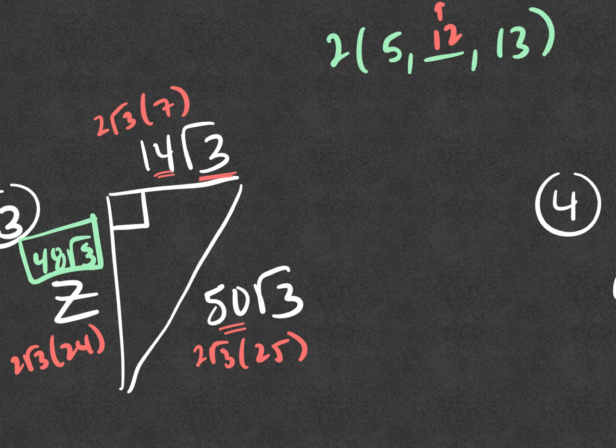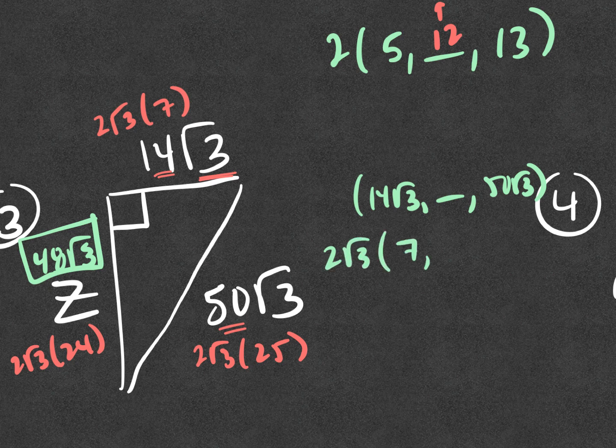Or again, if you like it the other way, we had 14 root 3, blank, missing a leg, 50 root 3. Then if I factored out a 2 root 3, I was left with a 7, a blank, and a 25, which would mean I fill this in with 24 and multiply it by 2 root 3 to get my 48 root 3. So triples just take practice recognizing them, but if you factor out a GCF every time, that really is helpful.